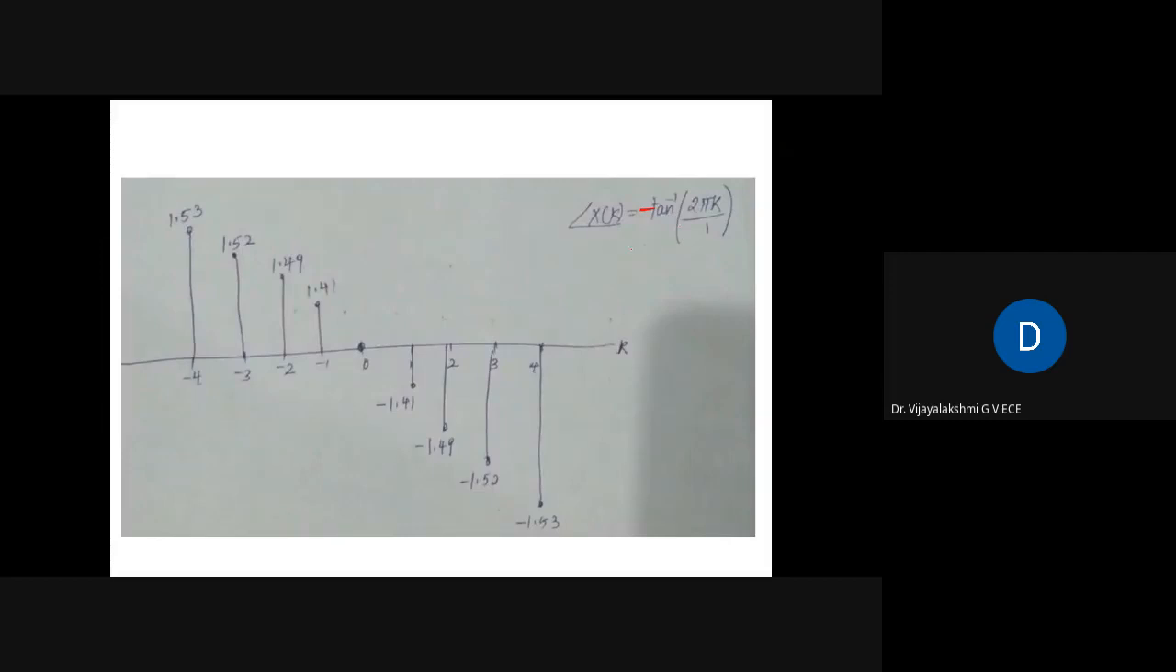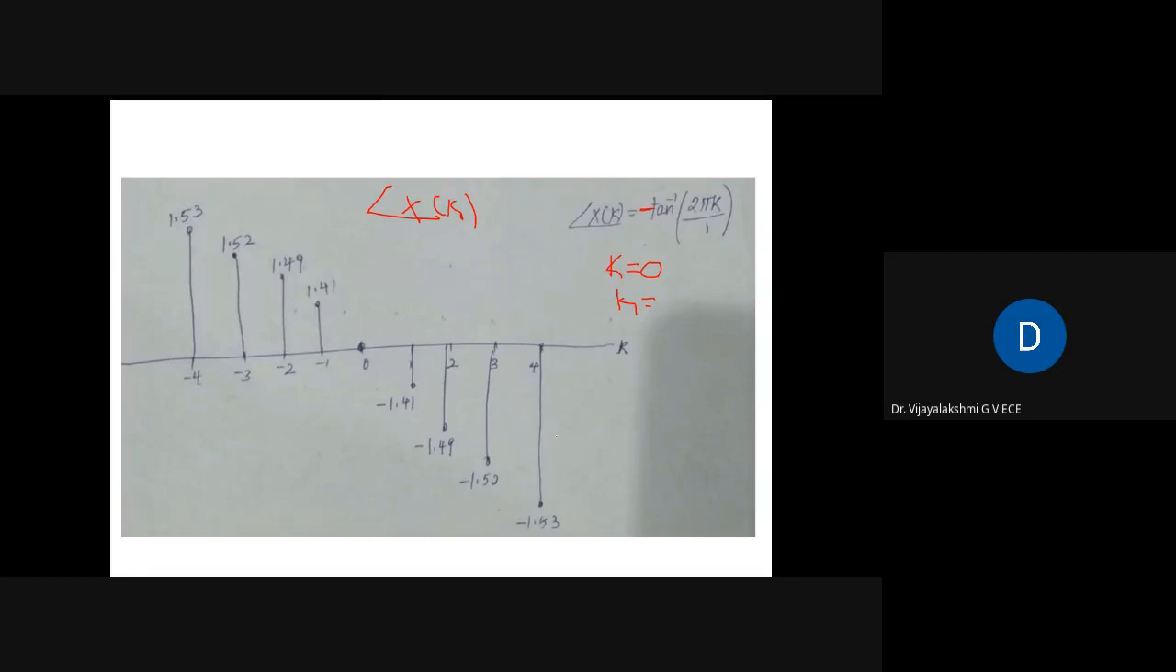Okay. So now in this, you keep on varying the values of k. So k is equal to 0, and whatever k values you took to find out the magnitude, for the same k values you find out the phase. Okay. And after finding all the values of phase, you have to plot the phase of x of k versus this k value.